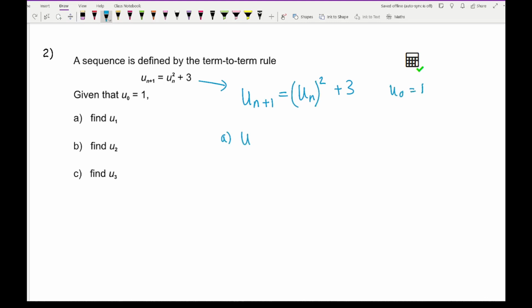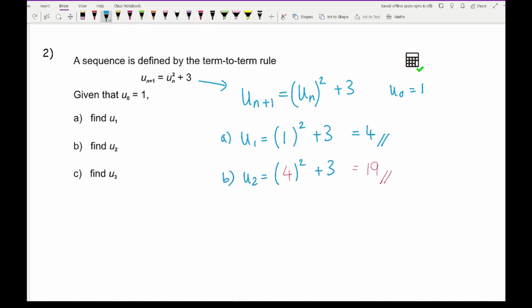So then to find U1, I do the previous term, which in this case is U0, so that's 1 squared plus 3. So that's going to give me 1 plus 3, which is 4. Then for B, U2 is basically, I'm going to substitute U1 into this. Now I've already worked out that U1 is 4, so I can rub that out and swap that with 4. So it's going to be 4 squared plus 3. 4 squared is 16, plus 3 is 19.